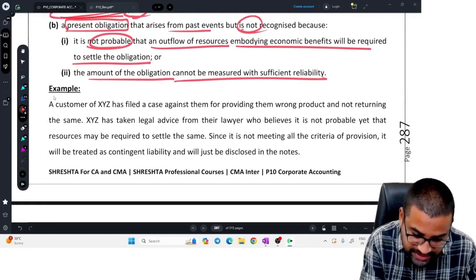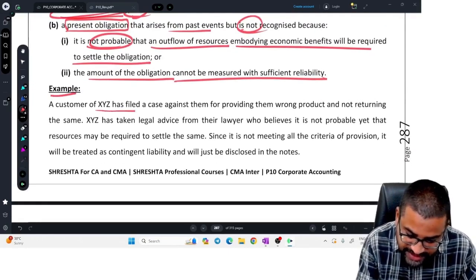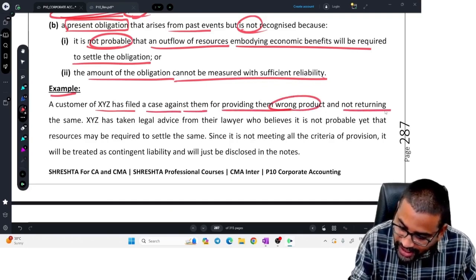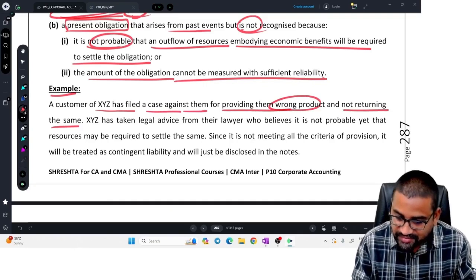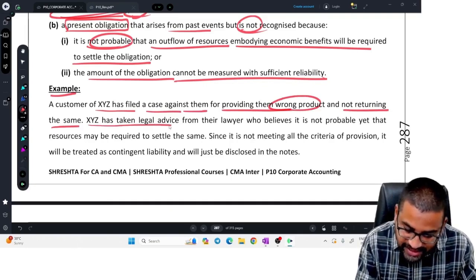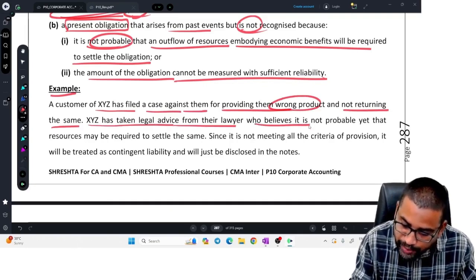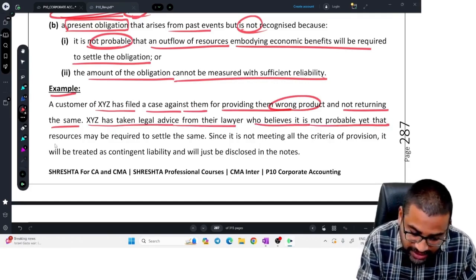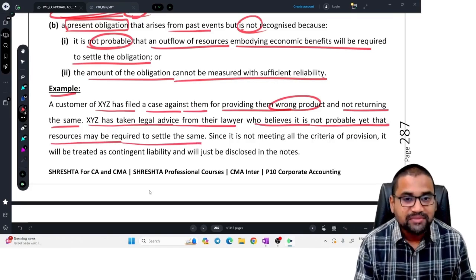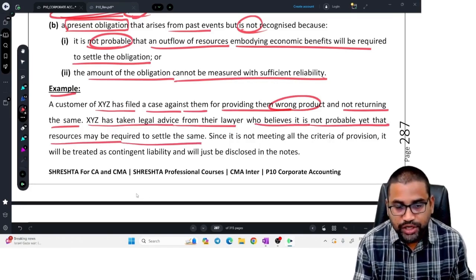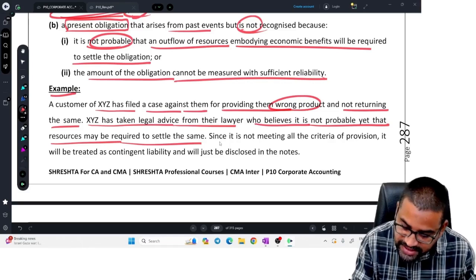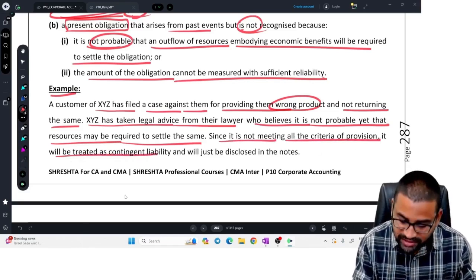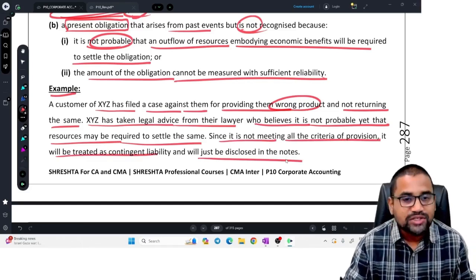See, they have given one example also. A customer of XYZ has filed a case against them for providing a wrong product and not returning the amount. XYZ has taken legal advice from their lawyer, who believes it is not payable. It is not probable yet that resources may be required to settle the same. That means we are not going to lose the case. Since it is not meeting all the criteria of a provision, it will be treated as a contingent liability and will just be disclosed in the notes.